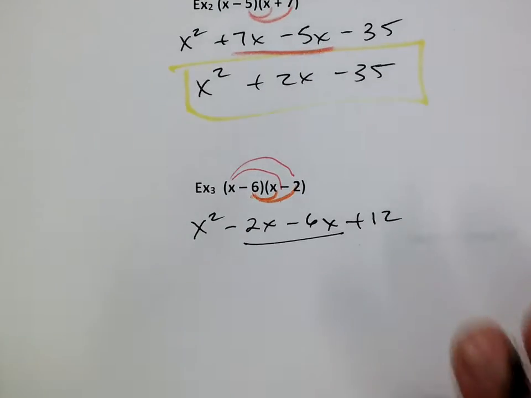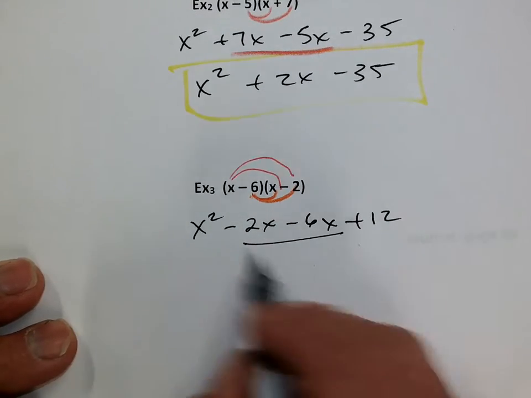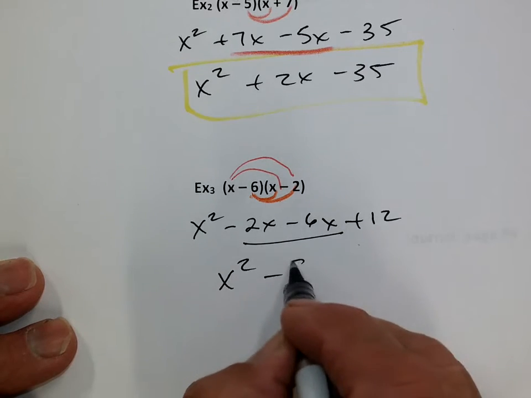I will combine the middle two terms because they are the same. I cannot add anything else, but I'll have an x squared minus an 8x.